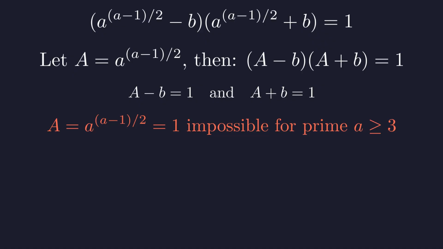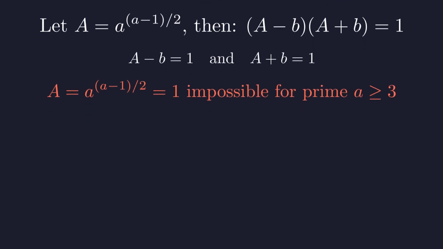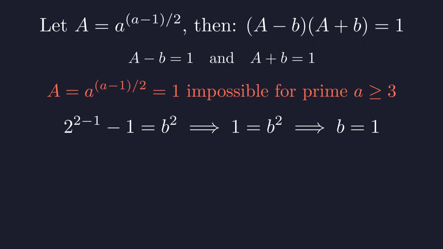But wait, what about a equals 2? It's the only even prime, so our factorization approach breaks down. The exponent becomes odd, so no difference of squares. Let's check this case directly. When we plug in a equals 2, we get b equals 1. But remember our constraint. B must be at least 2, so even the smallest prime fails. This completes our proof that a cannot be prime.